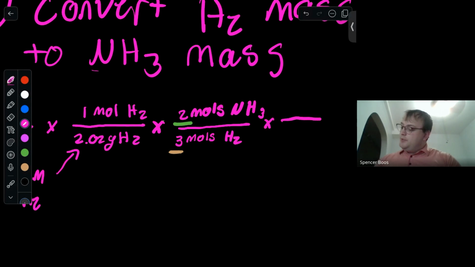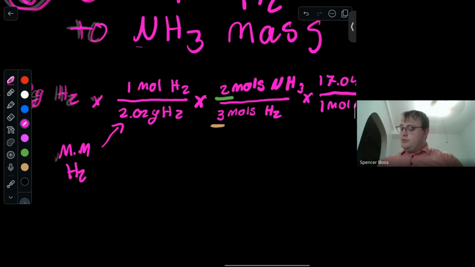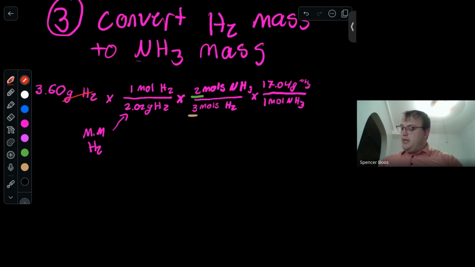But our last step, of course, is to multiply by 1 mole on the bottom. And that's for every 17.04 grams NH3. So that way, we're ending in grams of what we want. So if I go through this, we go bang, bang, bang, bang, bang, and bang. And I'm left with grams of NH3 at the end, which is exactly what we need to compare these two values.